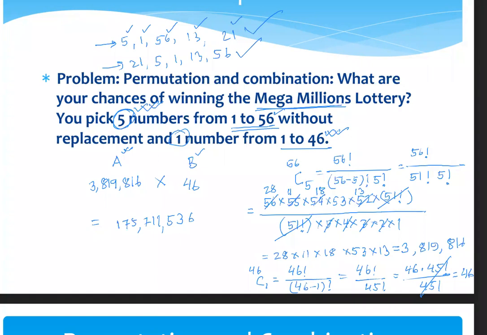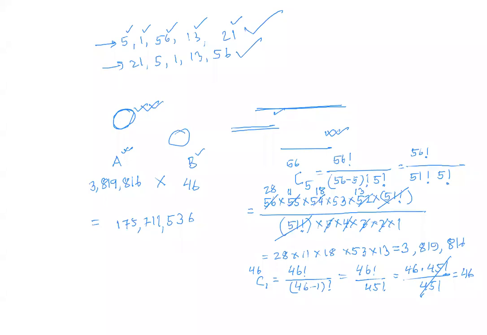There are 175,711,536 different ways you can potentially play the lottery. And out of that, by the way, there will be only one winner. That means there is only one winning number out of all of these possibilities. So your chances of winning the lottery is, in essence, 1 out of 175,711,536. And that's a pretty small chance.